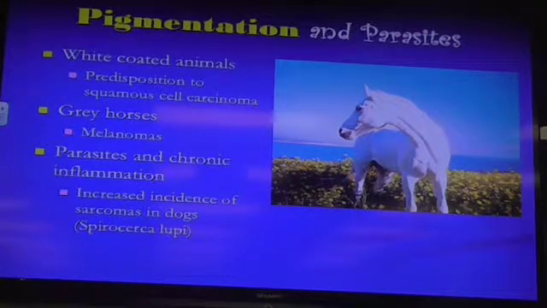And chronic inflammation in general can result in neoplasms because your cells are constantly trying to fix themselves. So in my mind anyway, you're constantly having more opportunities to have mutations.